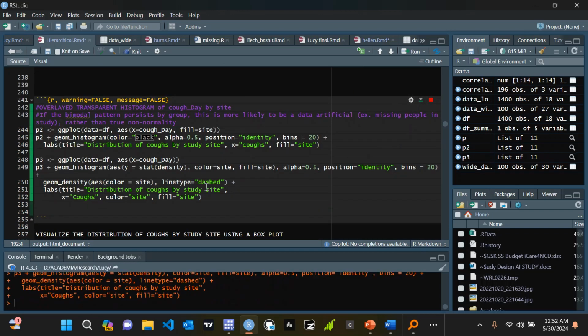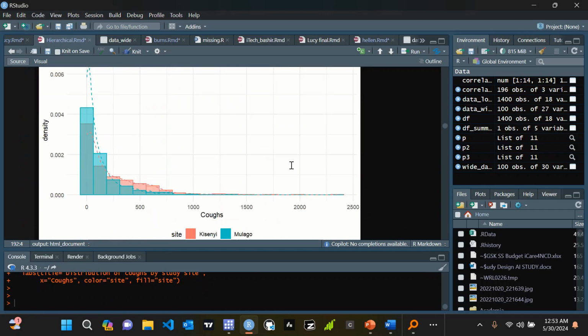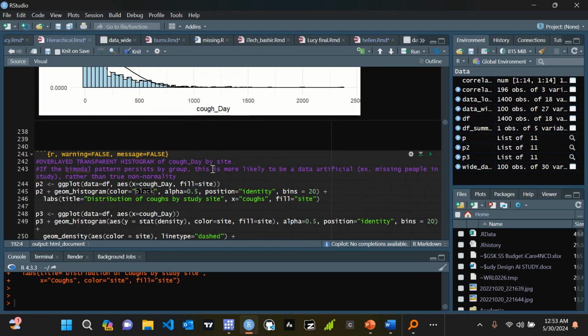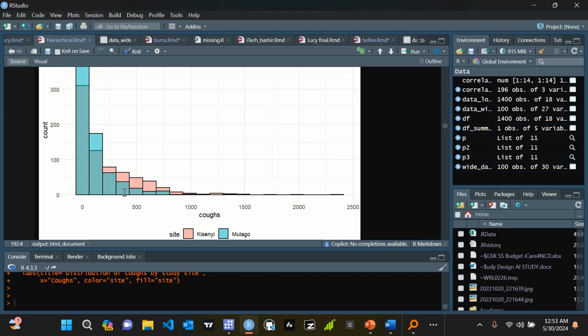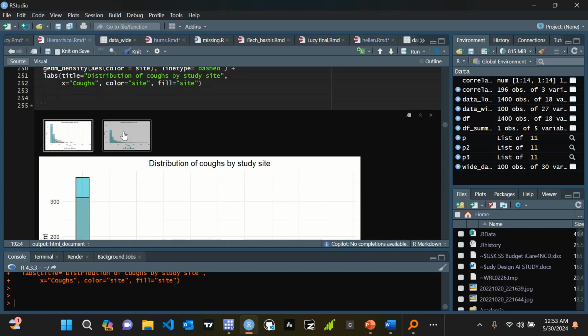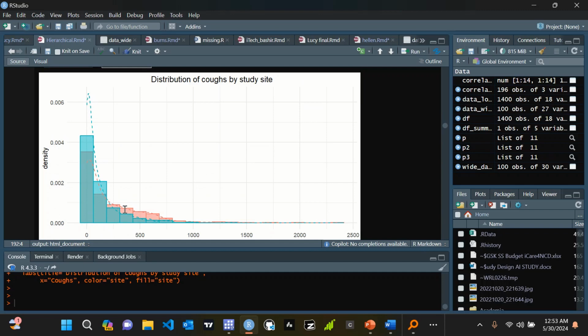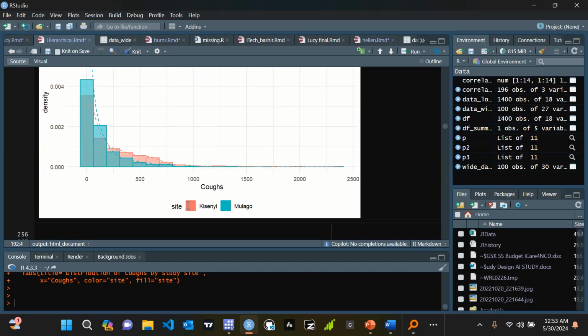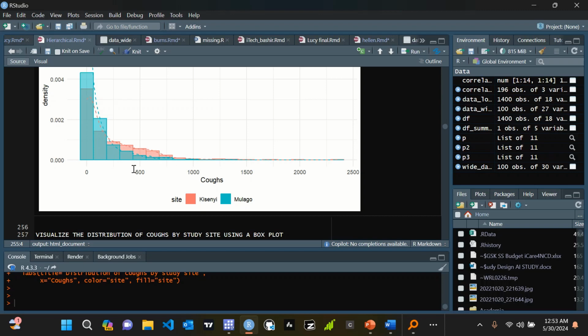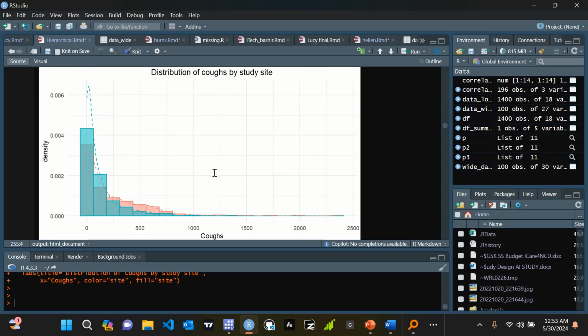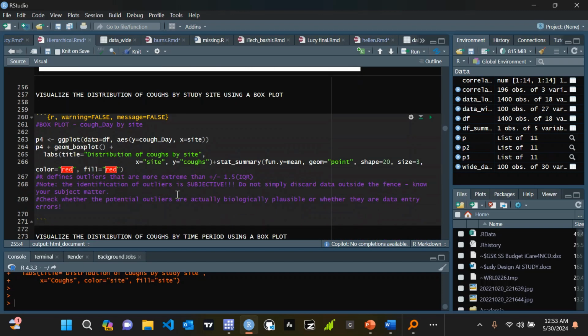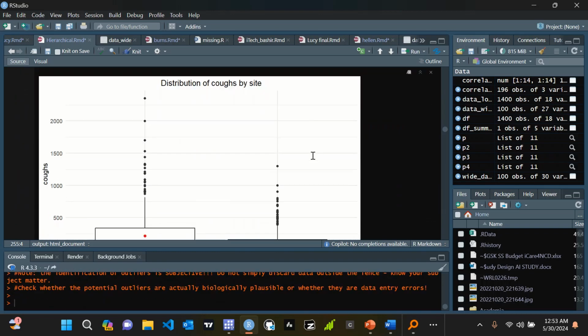It knows. If we go ahead and do it by site, you can see this is Kisenyi, this is Mulago. You see the differences in the distribution of cough frequencies. We saw that Kisenyi is a bit higher for some individuals. We can also visualize the distribution of coughs per study site using box plots.